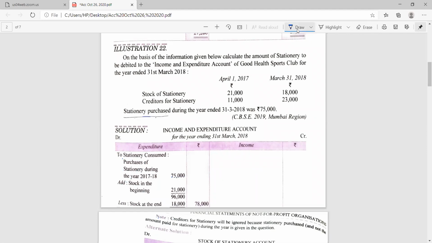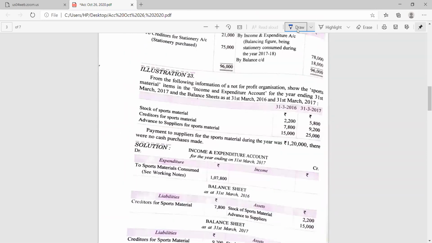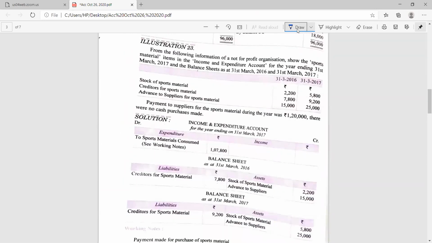Now, let's move to the next point. Question number 23. From the following information of a not-for-profit organization, show the sports material items in the income and expenditure account for the year ending 31st March 2017, and the balance sheets as at 31st March 2016 and 2017 are given here. What details are given to us?